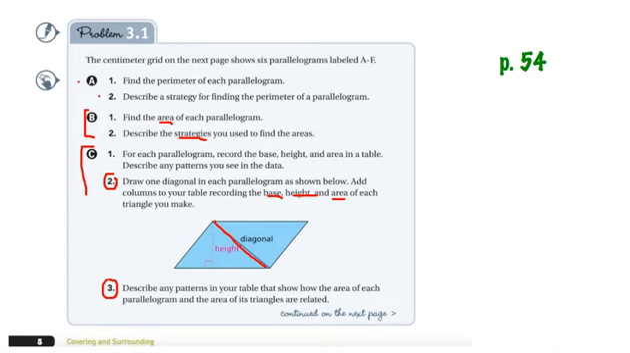When you have completed that, you may work on your ACE problems that are posted in Google Classroom. Good job.